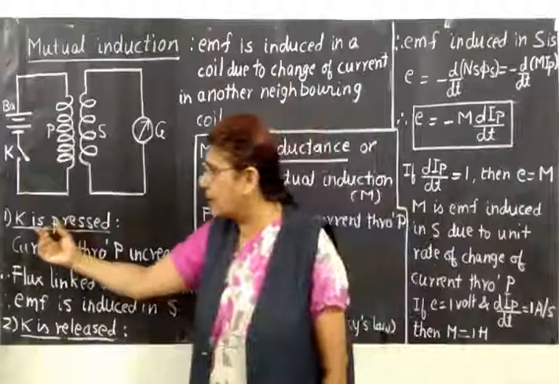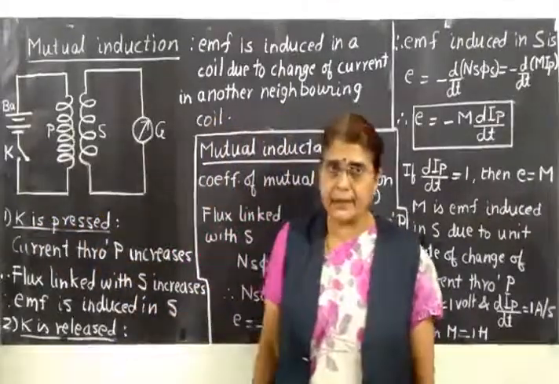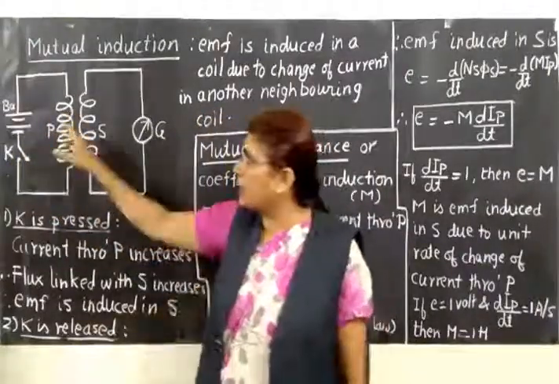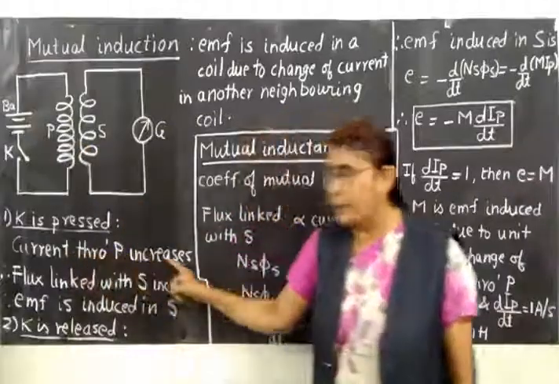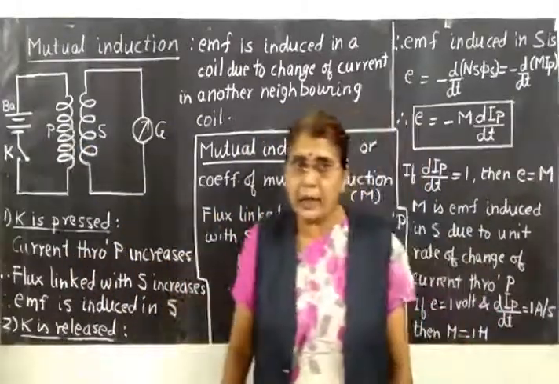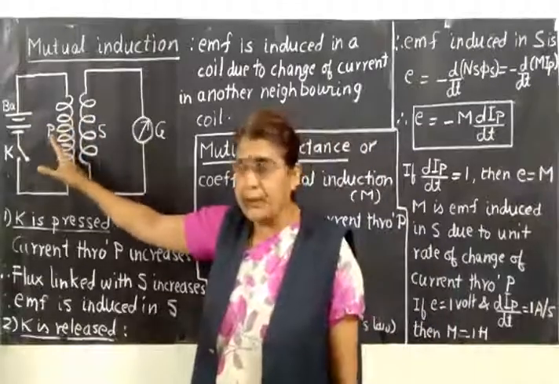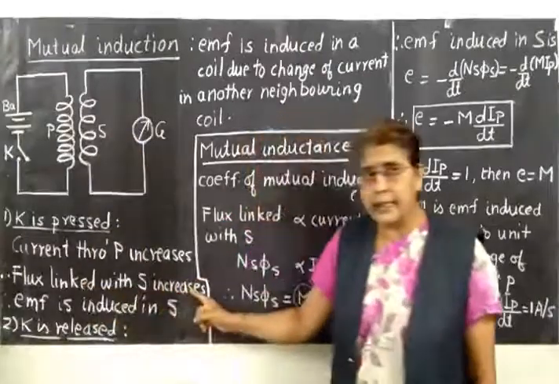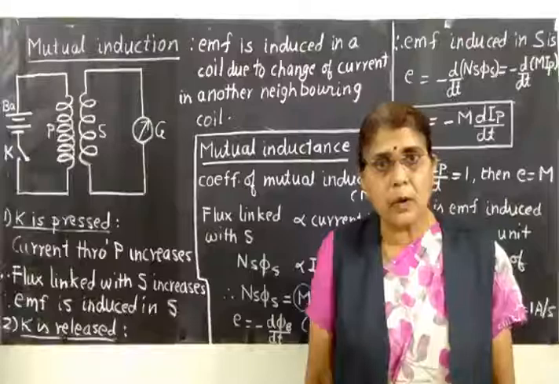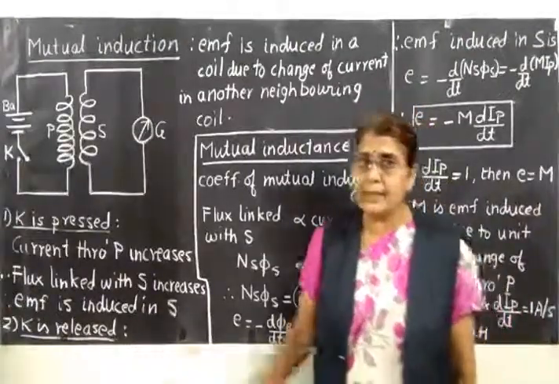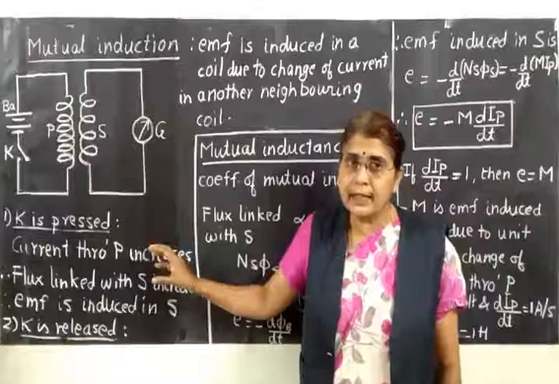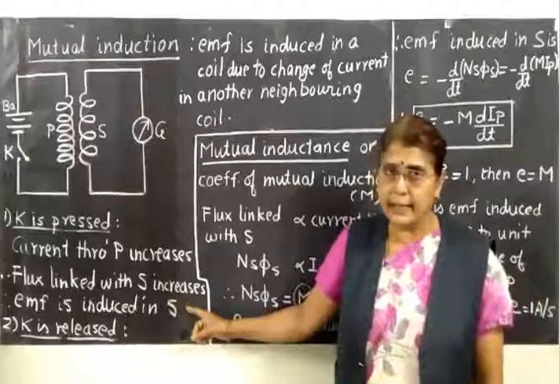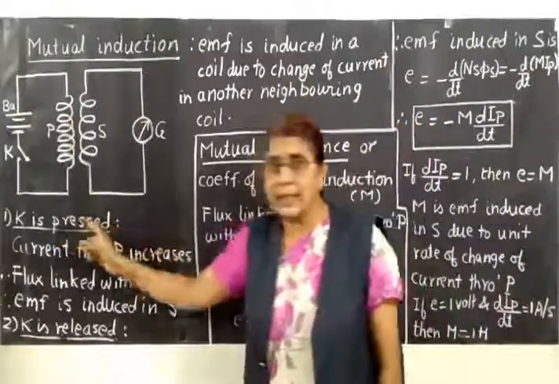So let us consider the first case when the key K is pressed. What happens when the key K is pressed? Circuit will be closed. Therefore, current through the primary coil increases. When the current through the primary coil increases, flux linked with the primary, which is also linked with the secondary, increases. Therefore, flux linked with the secondary coil increases. Increases means what? There is change in flux. And whenever there is change in flux, what is induced in the secondary? An EMF will be induced in the secondary. Therefore, EMF is induced in the secondary coil. This is what happens when the key K is pressed.